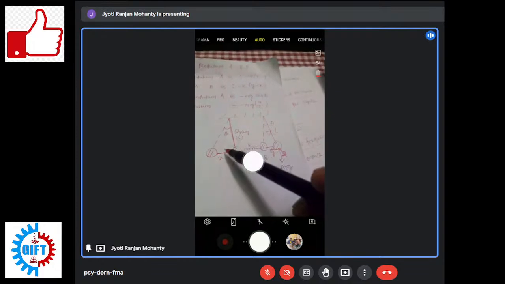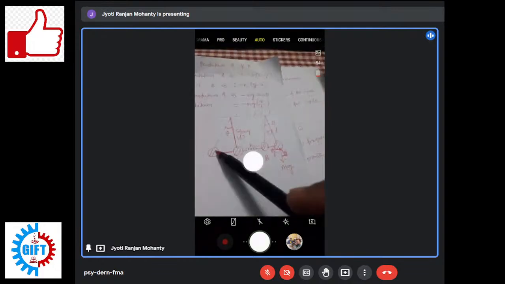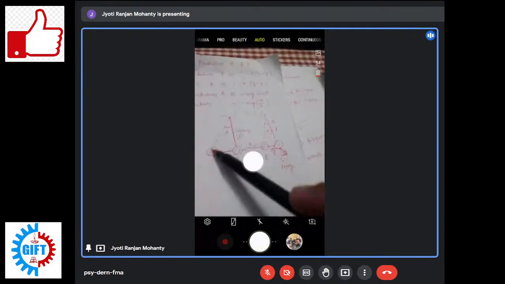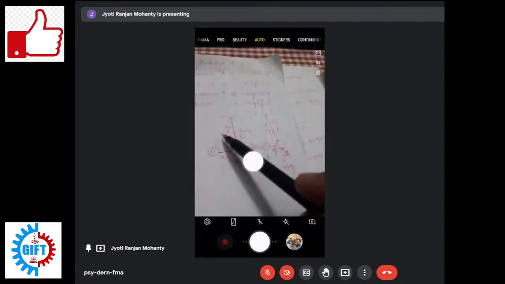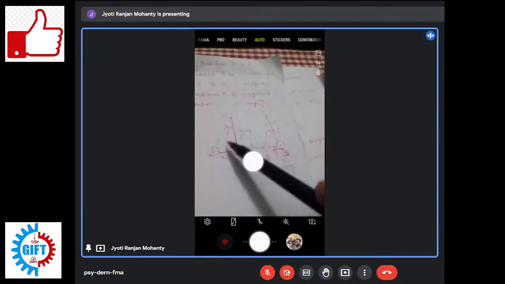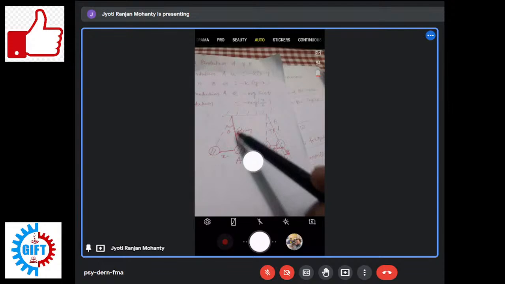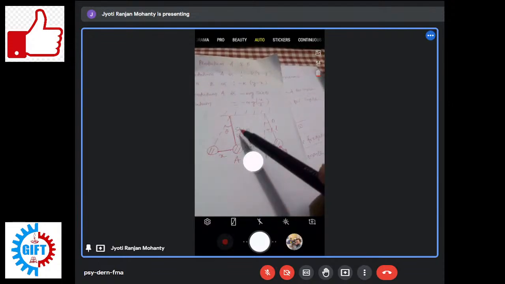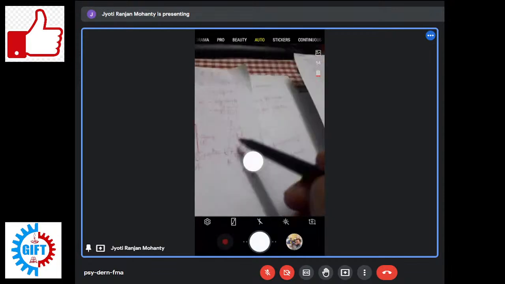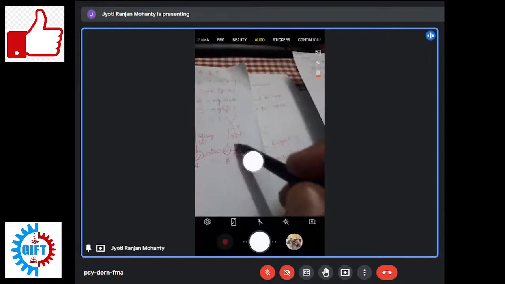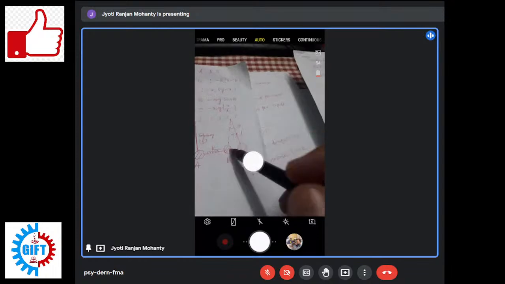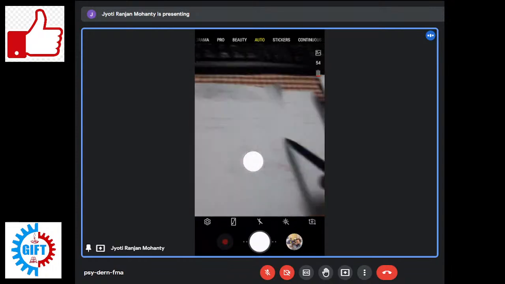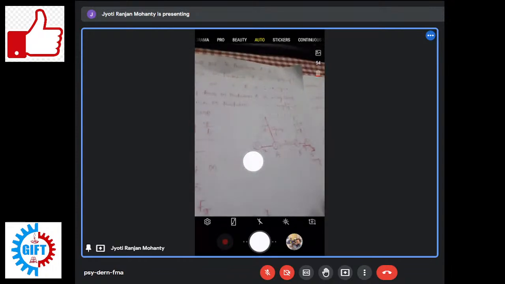X by L. If you see, it is a right angle triangle, very similar. So sin theta is equal to P by H. So we can take X by L. Similarly, in pendulum B also, this is Y by L, P by H.